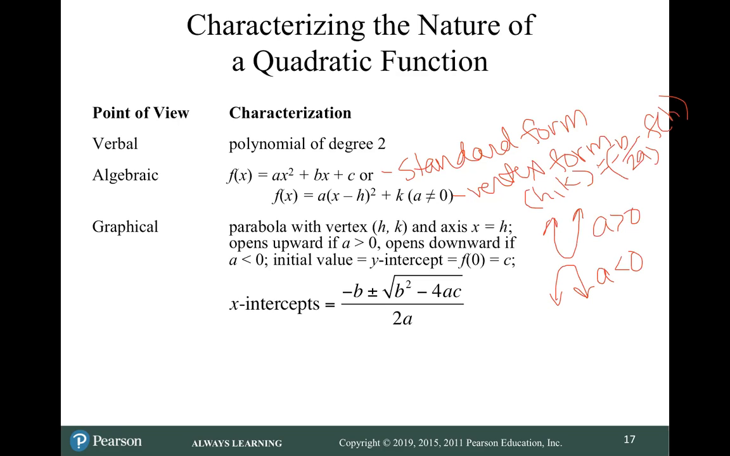Our initial value, remember that was one of our vocabulary words earlier, also called the y-intercept, is f of 0, which will be c. I mentioned that on the last slide. And the x-intercepts can be found with the quadratic formula, which we reviewed last class. And this is what I was mentioning again, is that within the quadratic formula, we see that part of h, negative b over 2a. The proof that I did earlier is almost the proof of the quadratic formula.